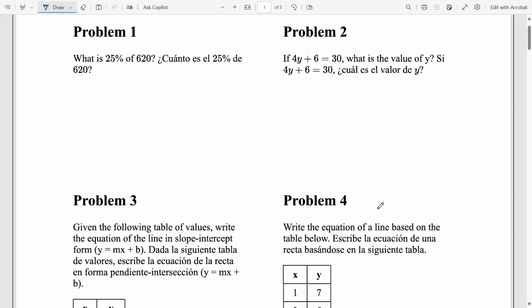In this video, I'm going to go through the beginning part of my Algebra 1 Fundamentals Finals review. So let's get started. Problem 1: what is 25% of 620?